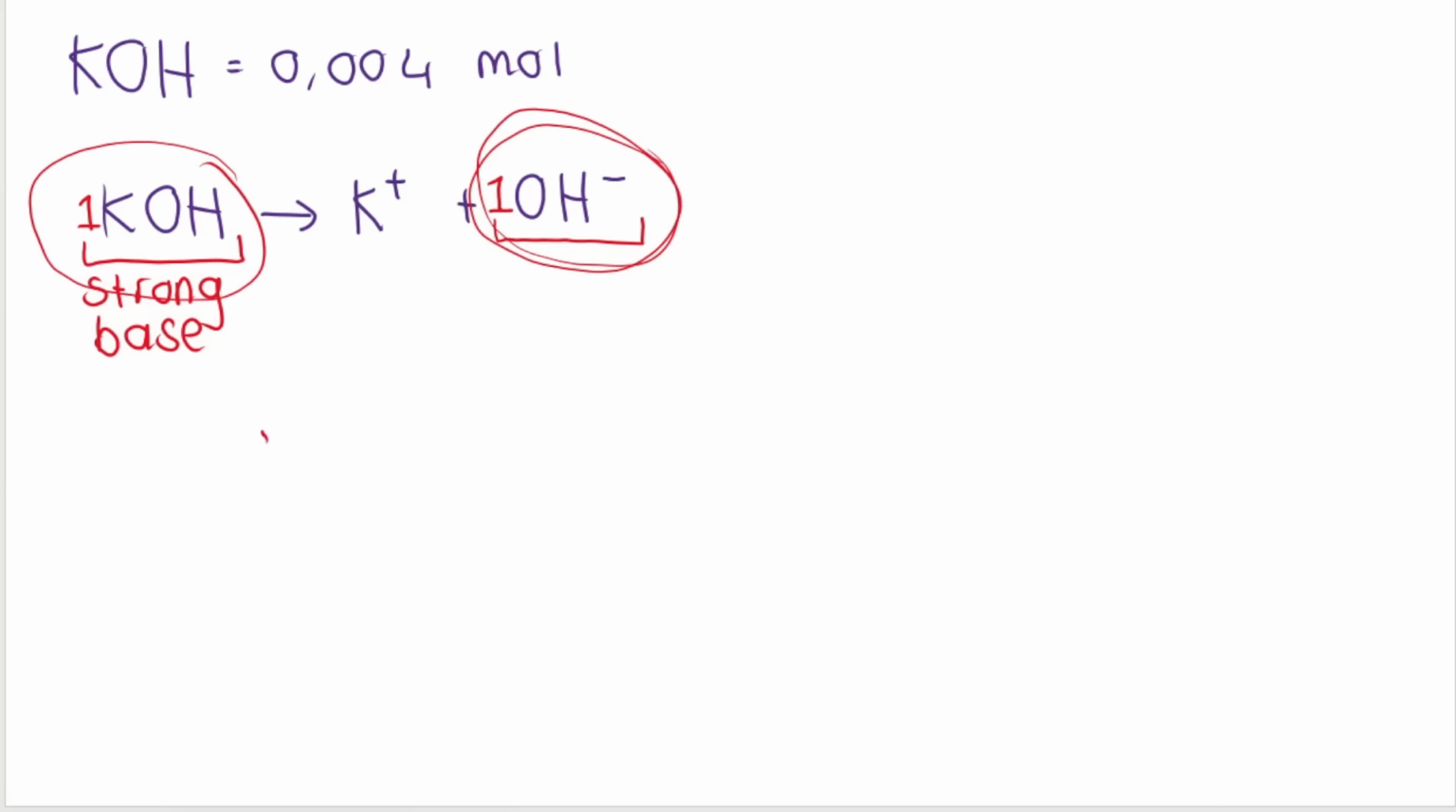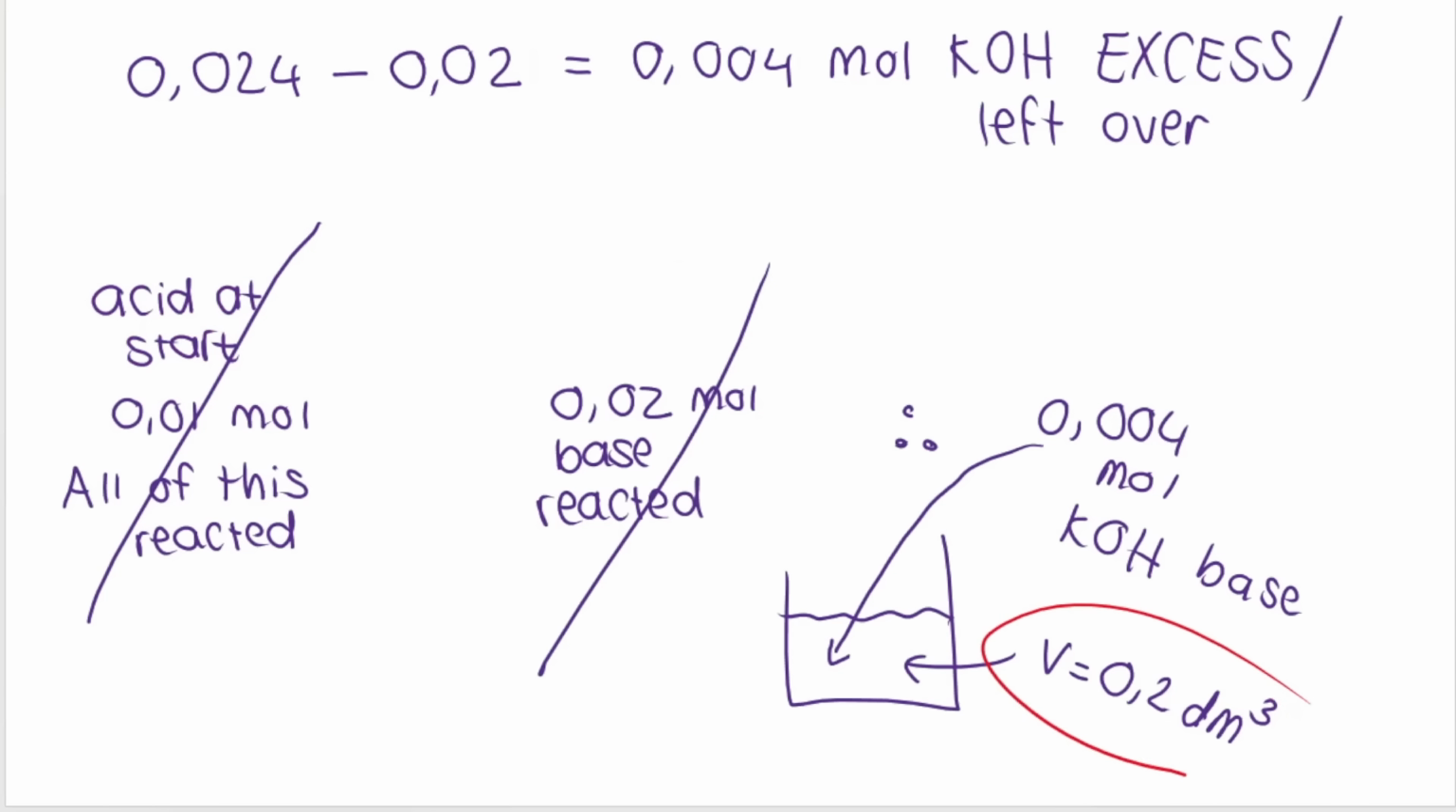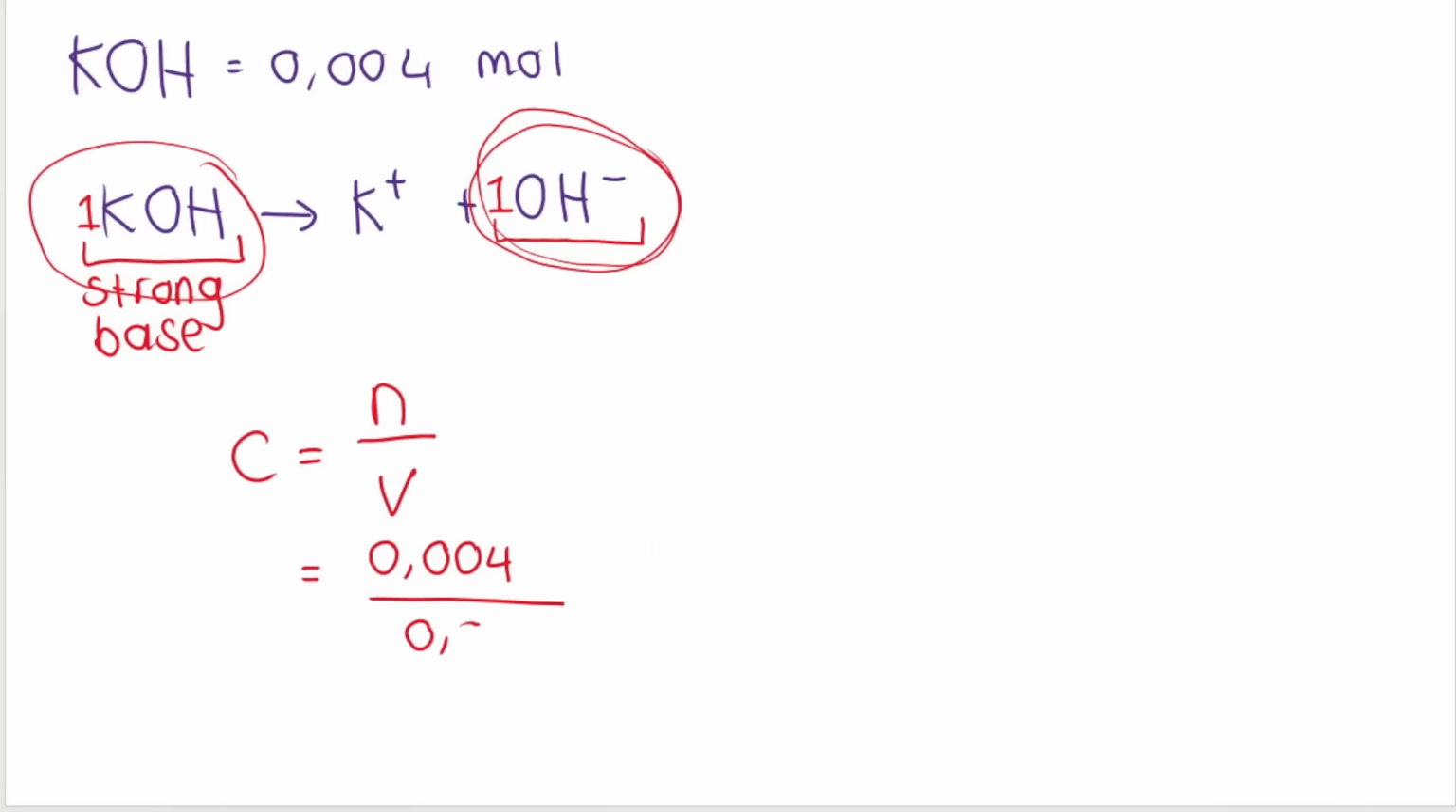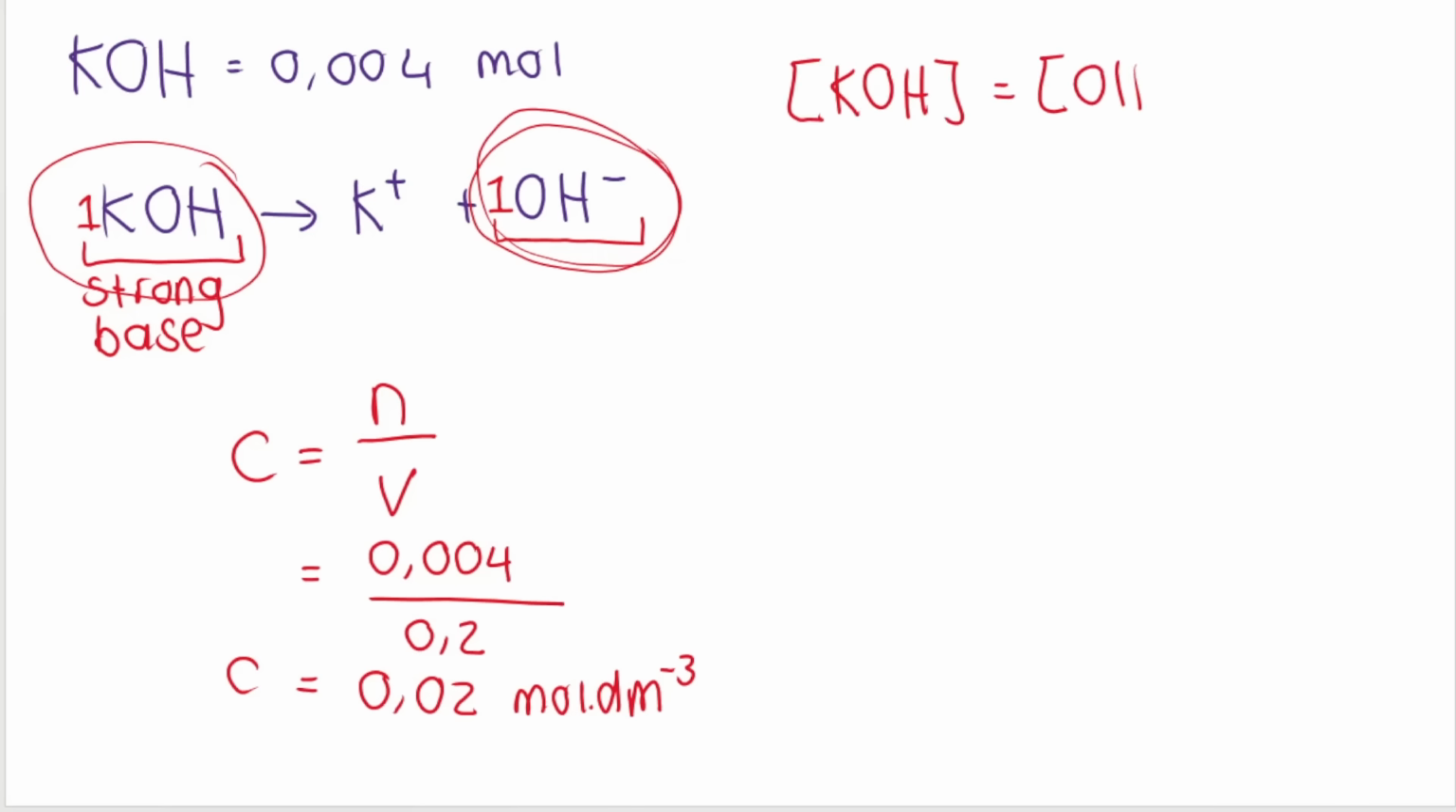So again, if I know the concentration of the base, I know the concentration of the hydroxide ions. So how do we work out concentration? C is equal to n over V. We know the moles is 0.004, and as mentioned, the volume here is 0.2. That means that the concentration is 0.02 moles per cubic decimeter. And again, the concentration of that base is the same as the concentration of the OH minus ions, which is 0.02 moles per cubic decimeter. Reason why they're the same: 1-to-1 ratio, and KOH is a strong base.